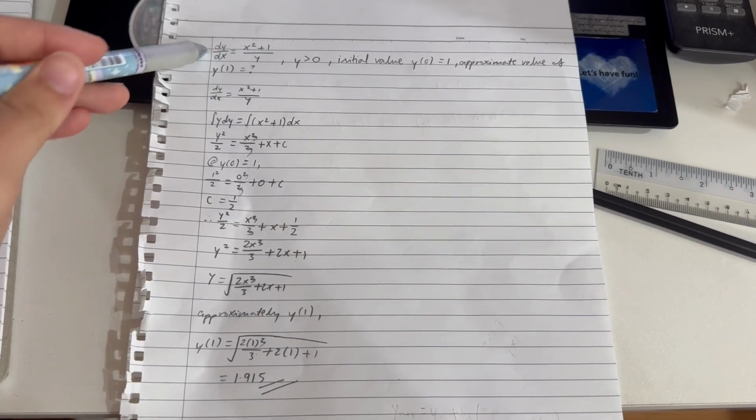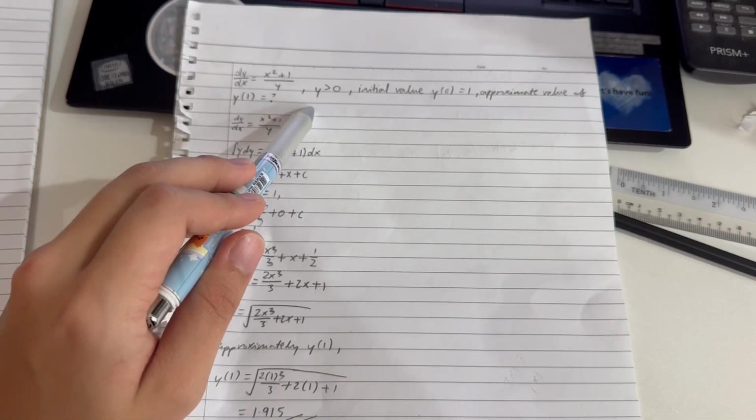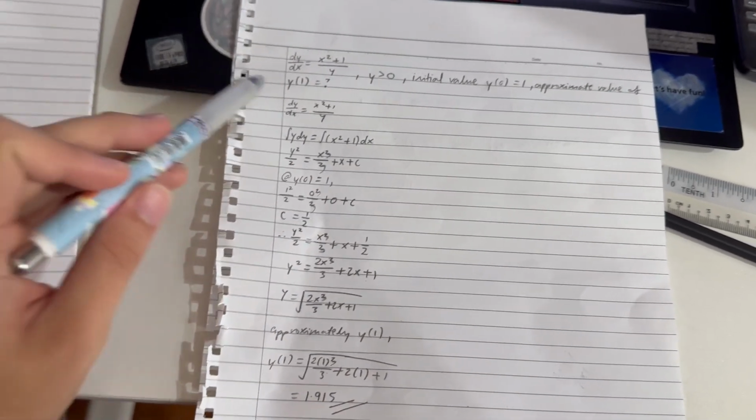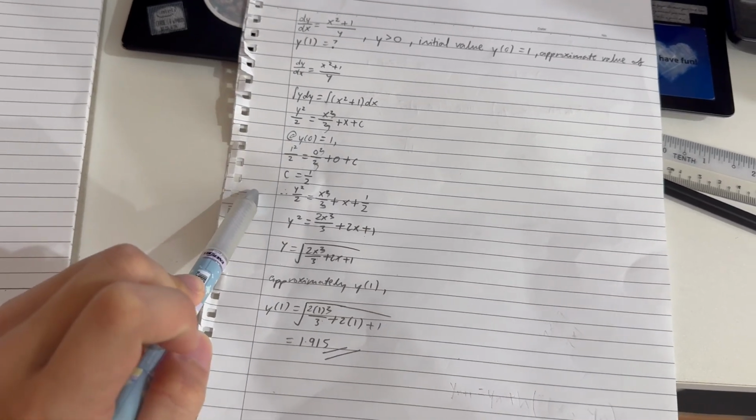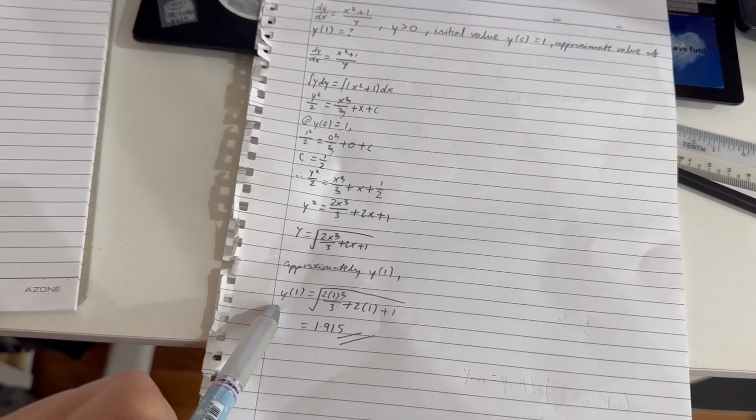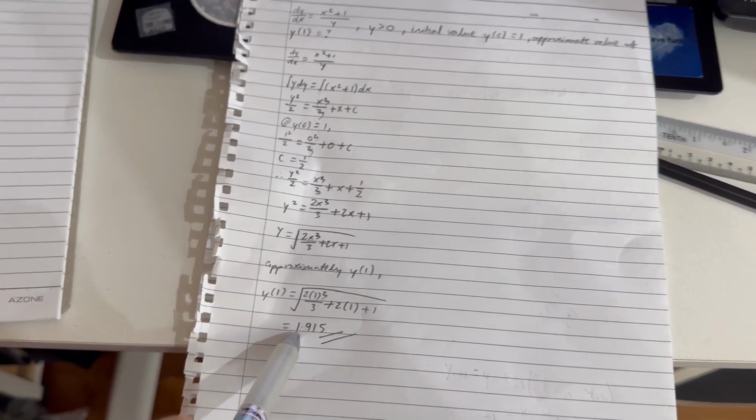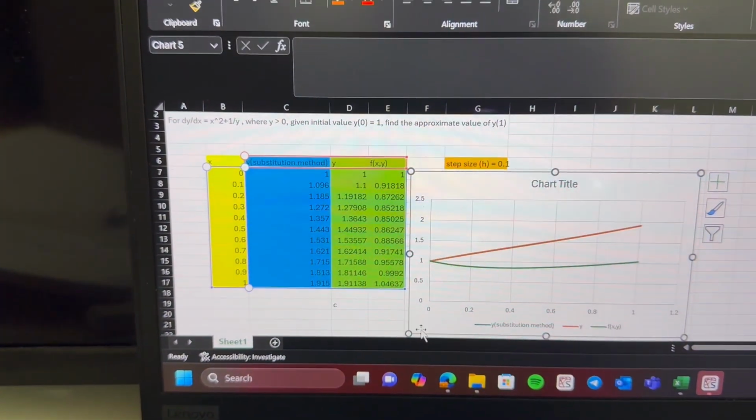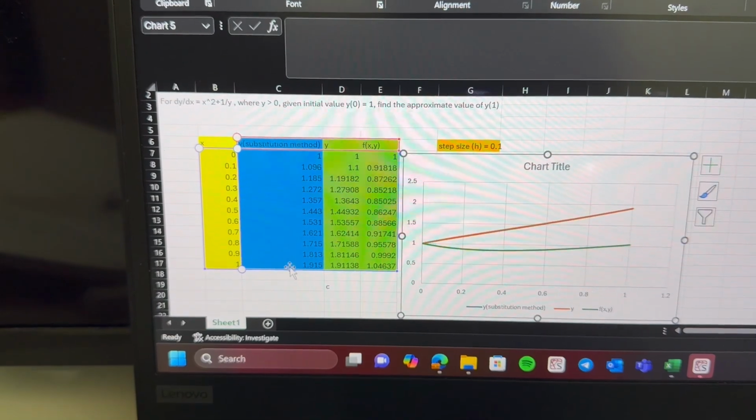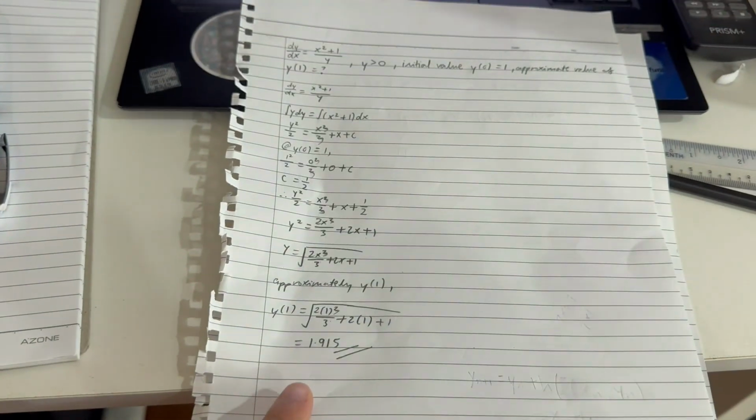As you can see, over here is the given equation for when y has to be greater than 0. Our goal is to find the value of y when x is equal to 1. By using the substitution method, we found the value of y when x is equal to 1, which gives us a value of 1.915. By keying this exact formula into my Excel sheet, as you can see in blue, I have the exact same value of 1.915 over here.